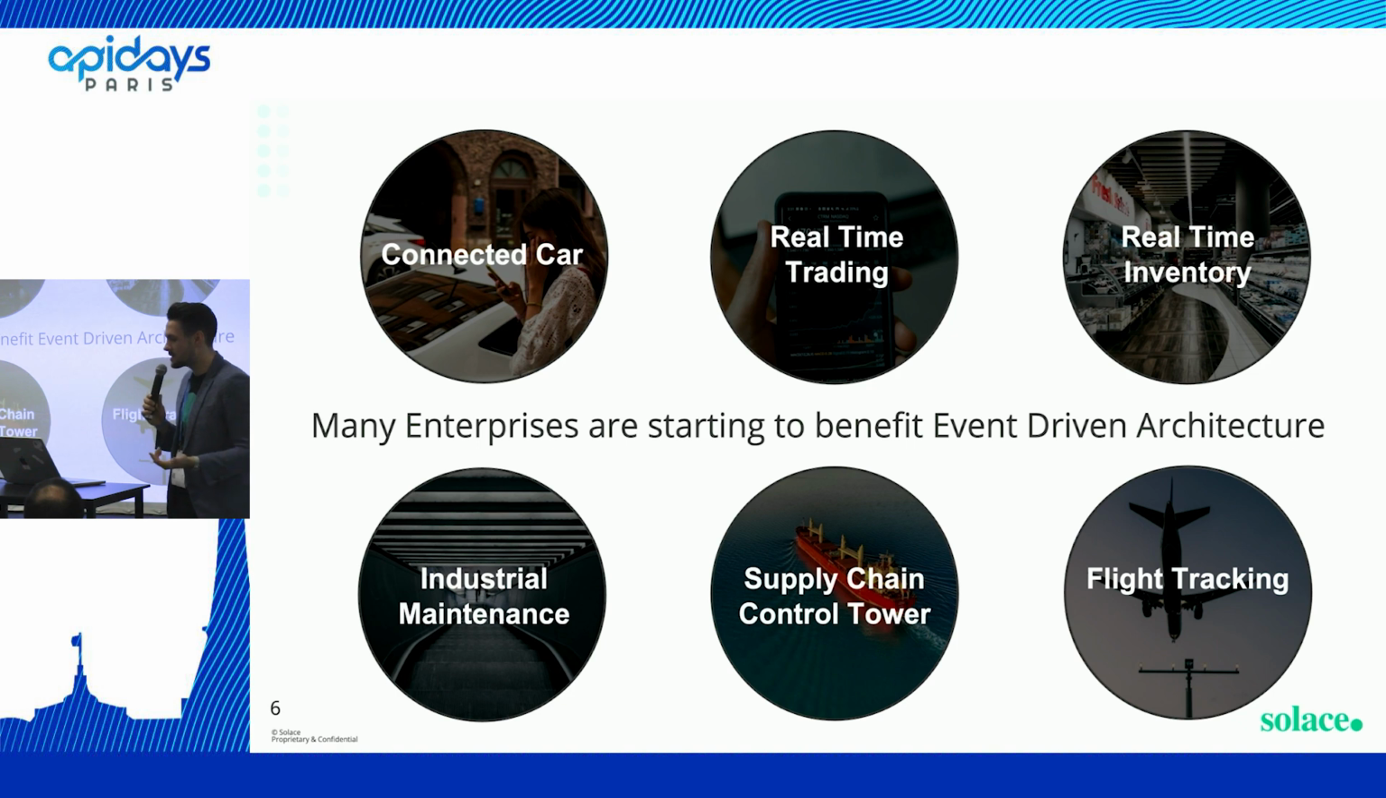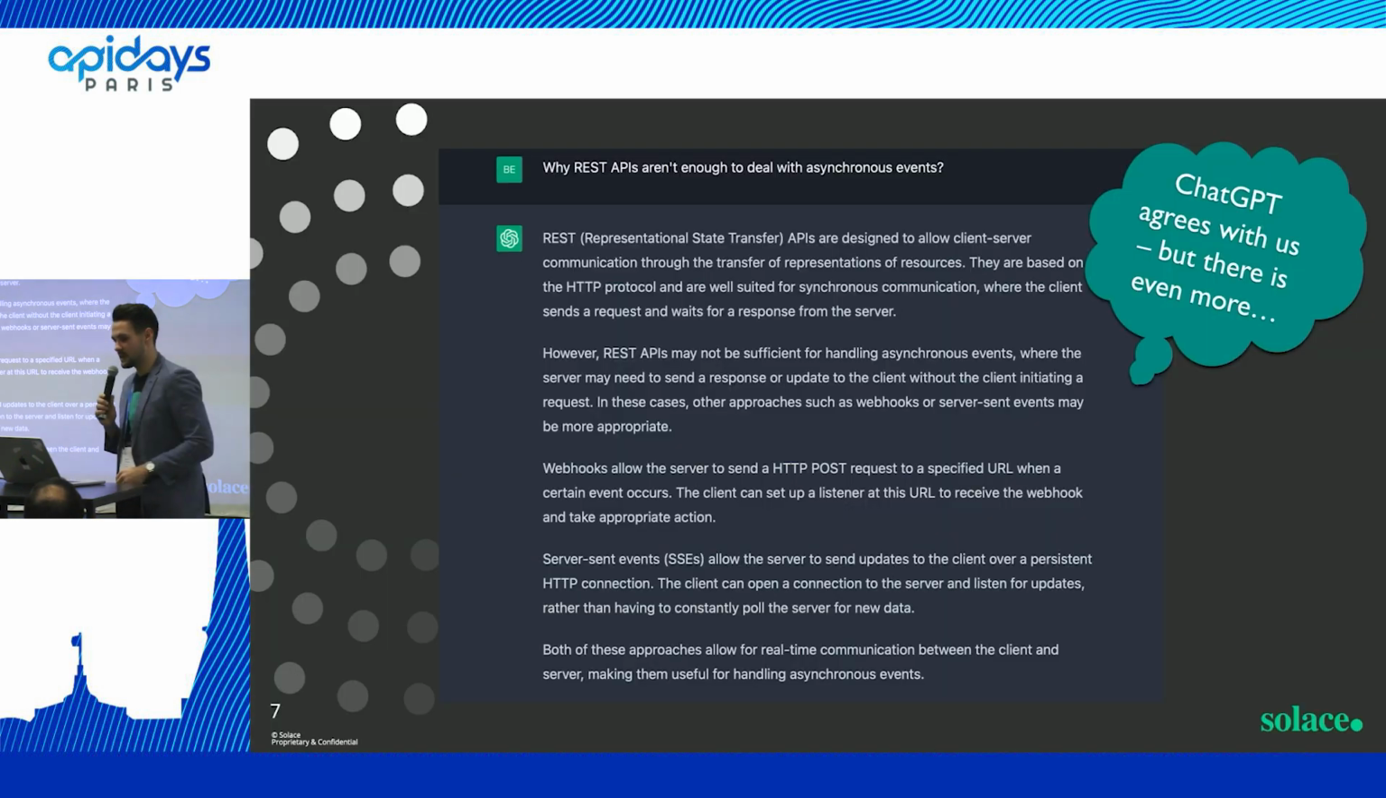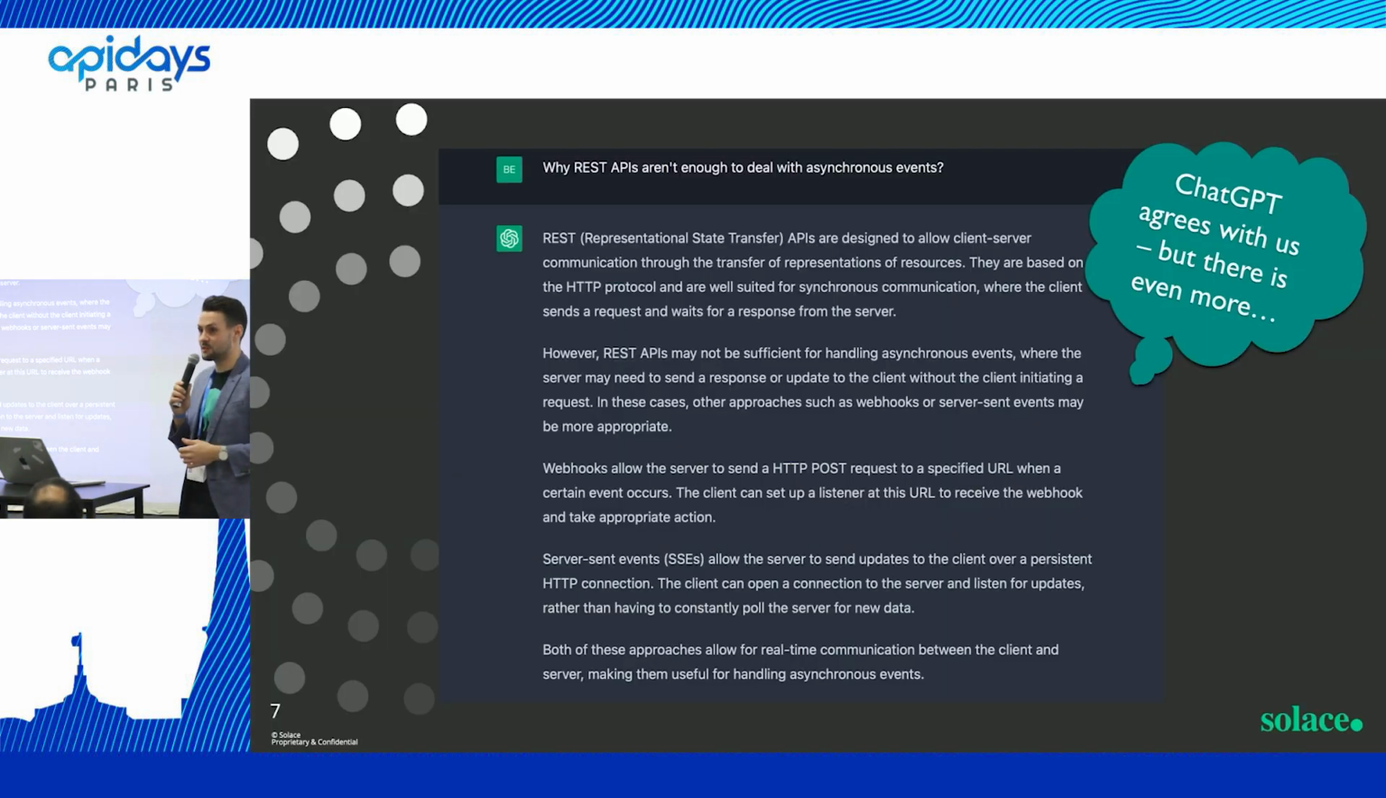So why is REST not enough to deal with those events? And I had no idea, so I had to ask ChatGPT, right? And what's funny is that when it was finally up again, today in the morning, ChatGPT agrees with us. REST isn't enough for asynchronous events.